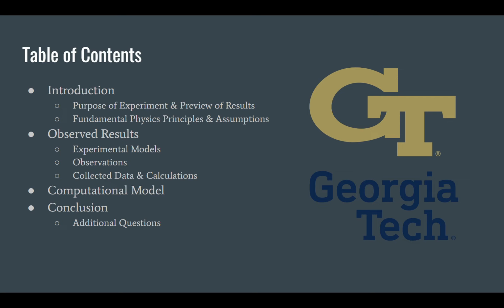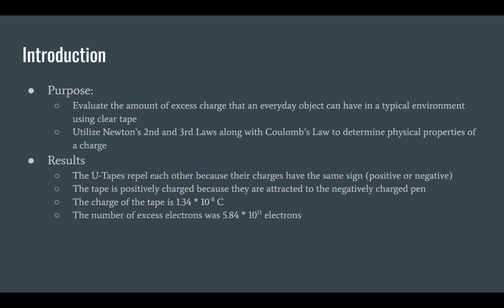In this presentation, I will introduce the experiment and explain some fundamental physics principles, discuss my observed results, including some observations and collected data, describe a computational model I created in GlowScript to accompany the experiment, and conclude by answering some additional questions. The purpose of this experiment was to evaluate the amount of excess charge that an everyday object can have in a typical environment.